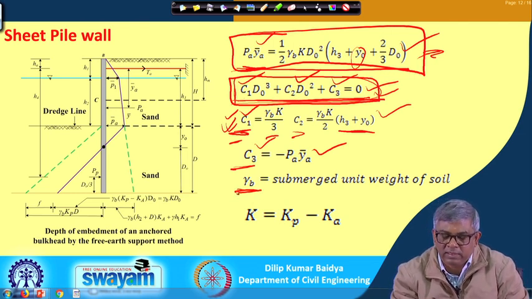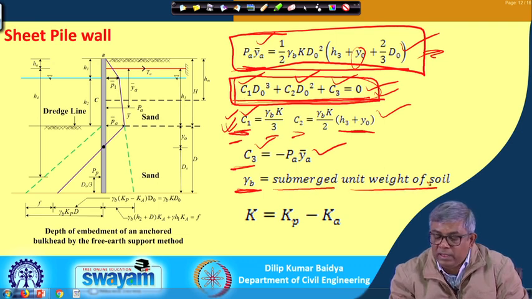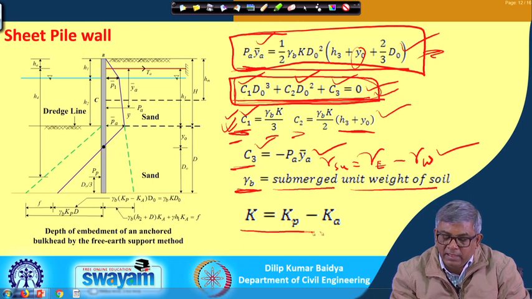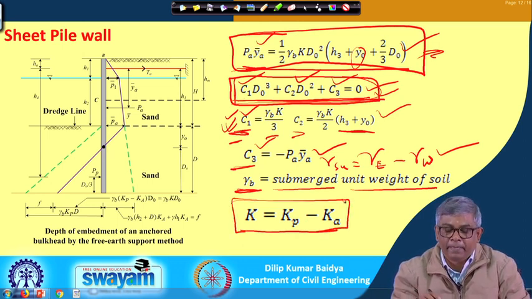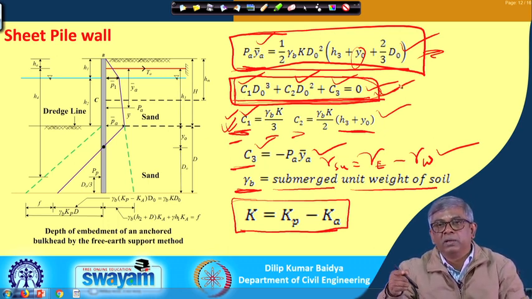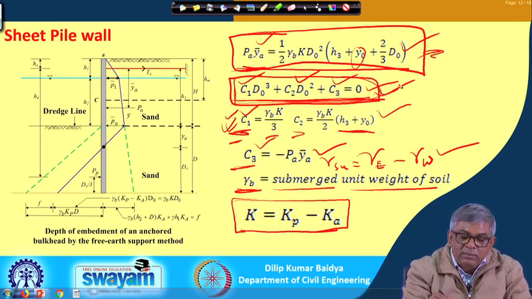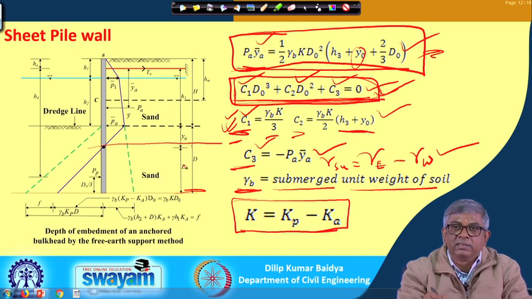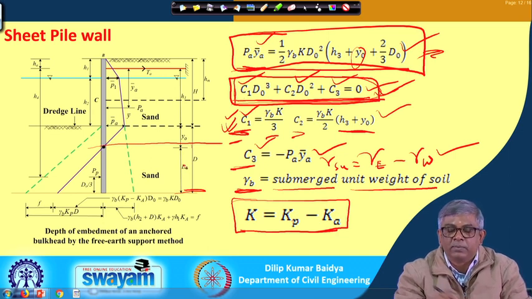Now, there are some more things in this. Gamma_b, which I have used constantly, is nothing but the submerged unit weight of soil, which is gamma total minus gamma_w, and K I have taken everywhere is nothing but K_p minus K_a. Okay, so this is the equation from which I can get D naught, from zero pressure to the bottom of the pile.